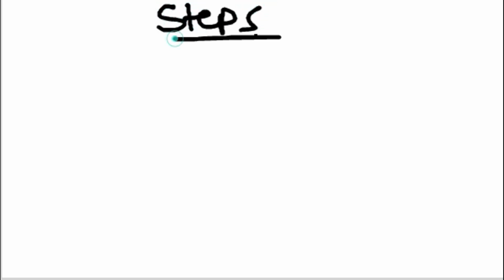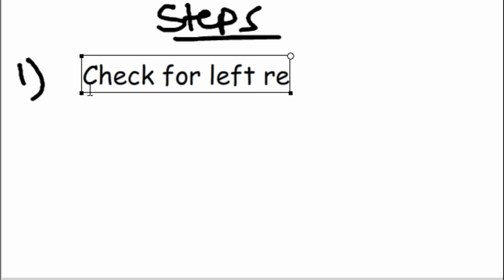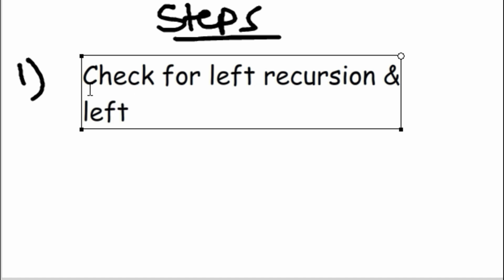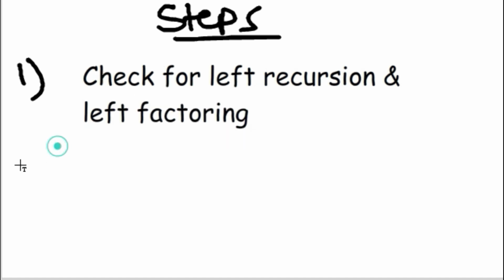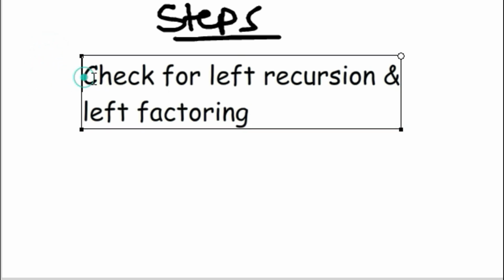Now, how do we know if the given grammar is LL1 or not? We need to understand the steps to check whether the given grammar is LL1 or not. The first step is to check for left recursion and left factoring. But what do we mean by left recursion and left factoring? Let us understand that first.